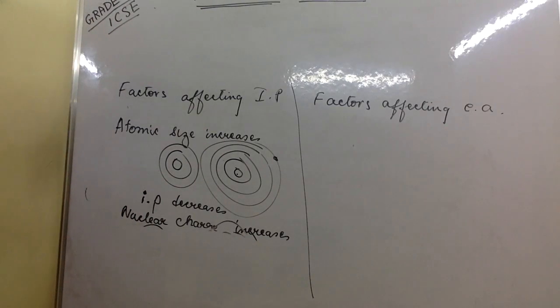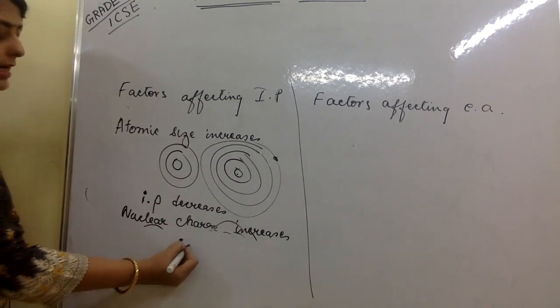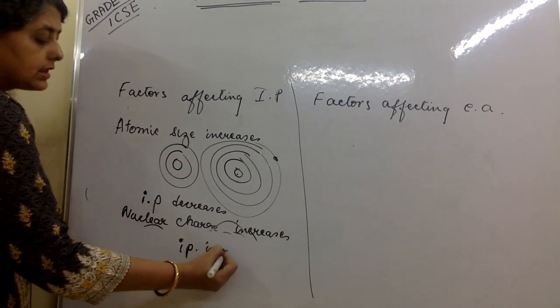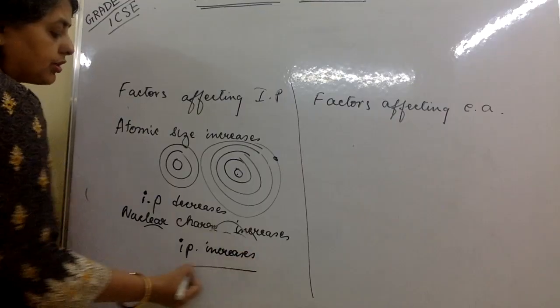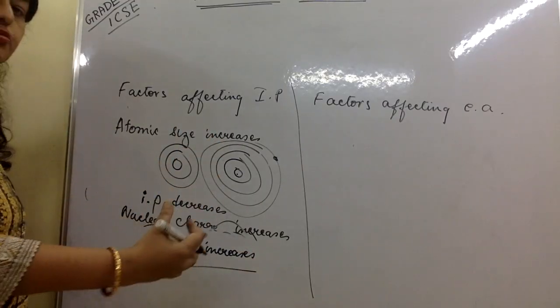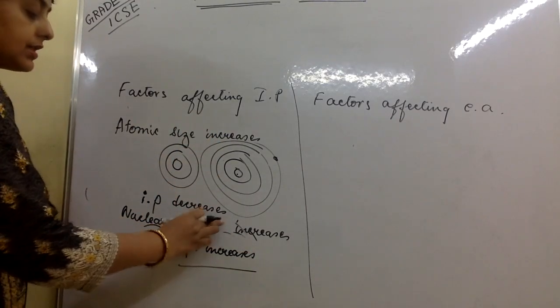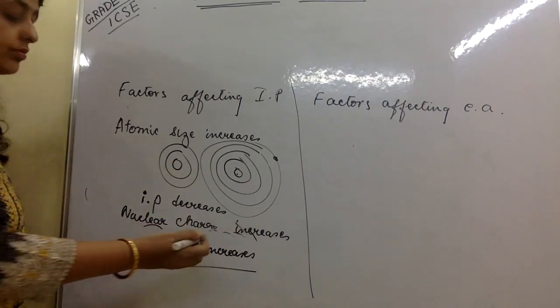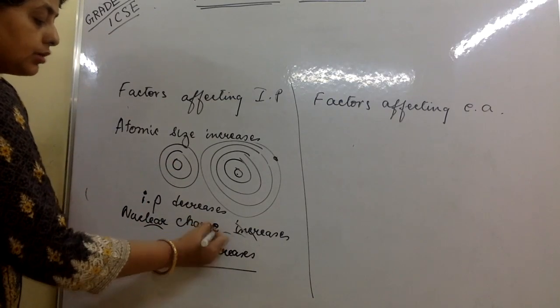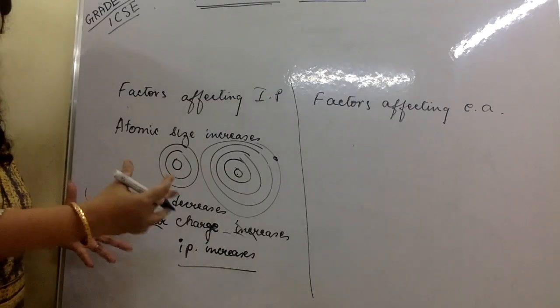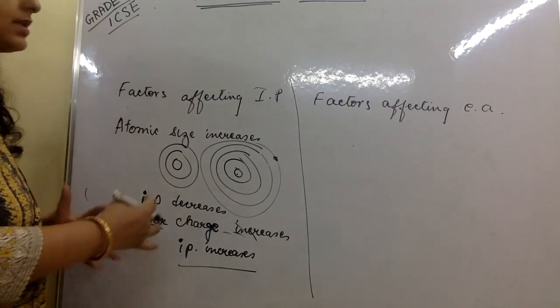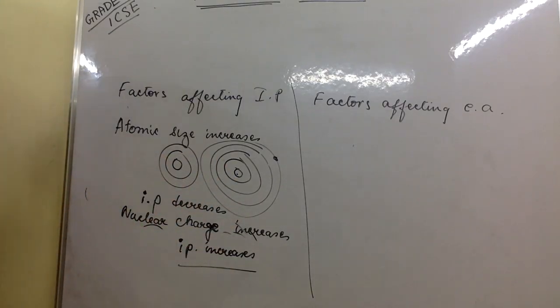If the pull on the outermost electron increases, IP increases, meaning the effort or the energy you require to pull out an electron from the outermost orbit becomes more if the nuclear charge has increased. You have to pull it harder. It requires more energy. Factors affecting electron affinity.